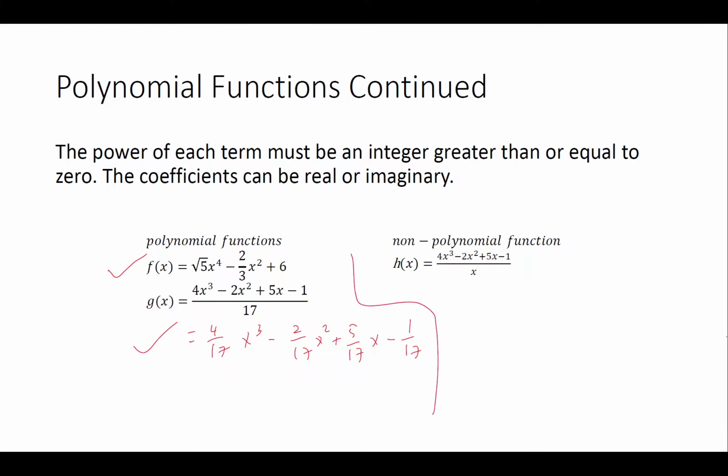But for this one, h of x, if you divide each term by x, it gives you 4 times x squared minus 2 times x plus 5, and finally there is a 1 over x. You can see x squared is a positive integer power, there is a constant term, but because of this x in the denominator, there is no way you can write it as x to a positive integer power. This is basically 1 over x, and if you bring that x to the numerator, it can be written as x to the power negative 1, which is a negative integer. That's the reason this is not a polynomial.